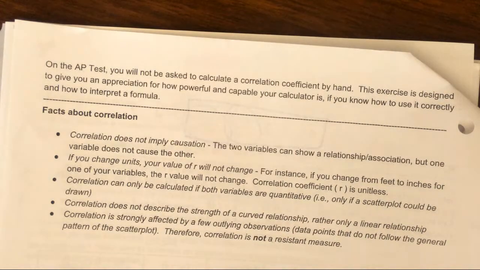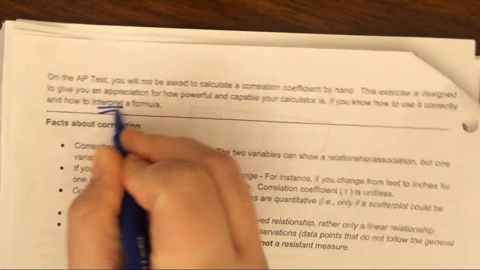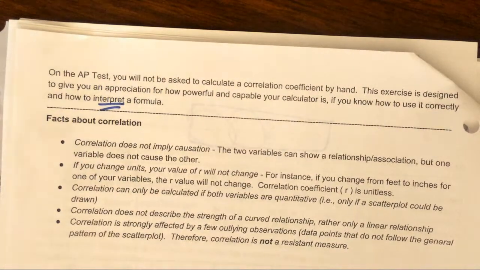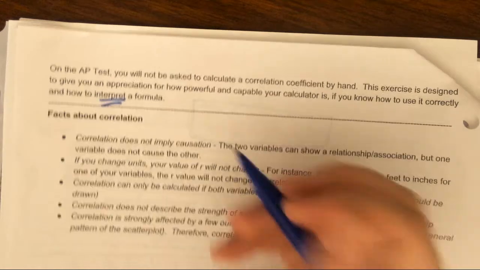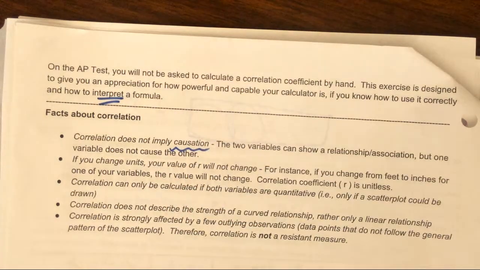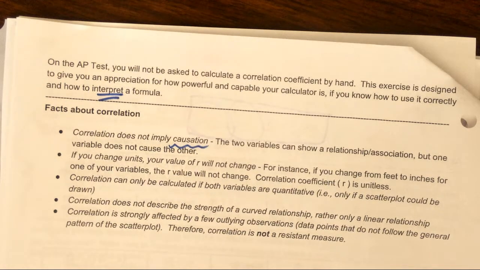And again, you might be asked not to calculate, but to interpret. You might have to interpret the formula. Okay, as we've been discussing, there's one word I don't want to hear in this chapter, and that word is causation, or cause. Just because two things are correlated does not imply there is causation.